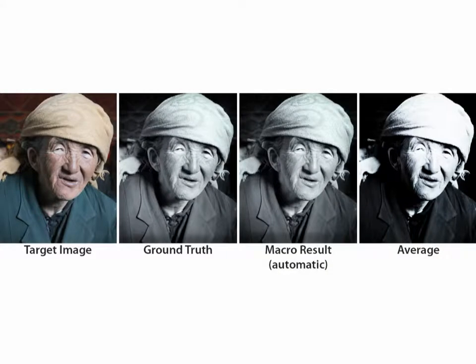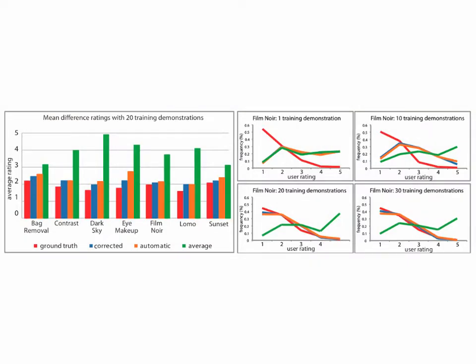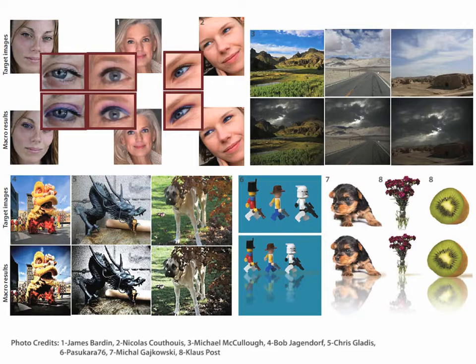To evaluate our system, we compared our macro results to manually manipulated ground truth images and a simple baseline technique. We asked viewers to rate the differences between the manipulated images for 7 manipulations. Our results consistently outperformed the baseline and were often indistinguishable from ground truth. These studies show that our framework can successfully adapt complex photo manipulation macros to new images in a content-dependent manner.